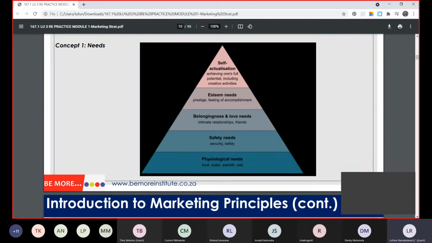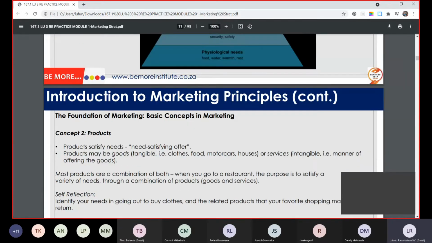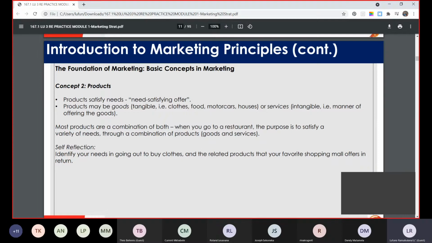So marketing needs to be able to preempt some of these needs that we already have, and be able to make you realize that actually this is what I need, and I'm going to go for the product. So you attach the product to the need that a person already has, depending on who your market target is. The foundation of marketing. The second concept is the product.